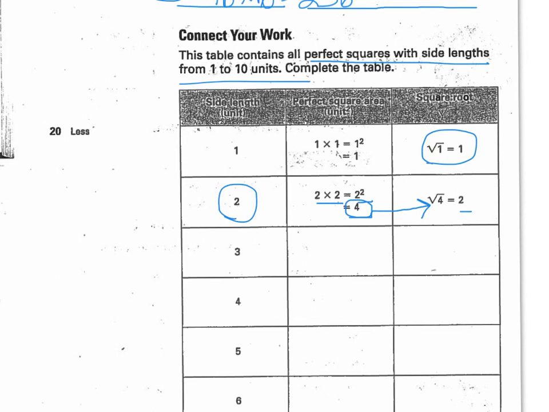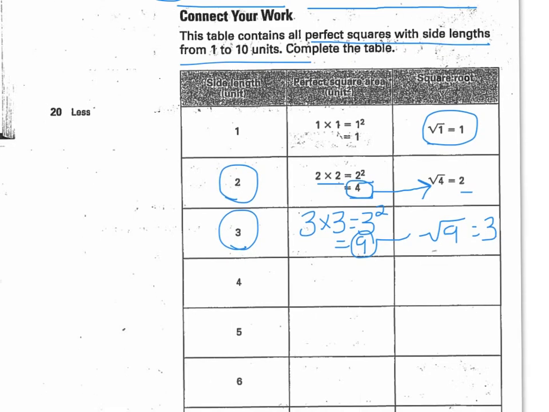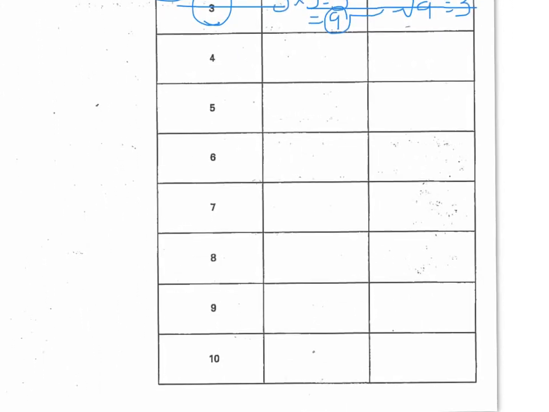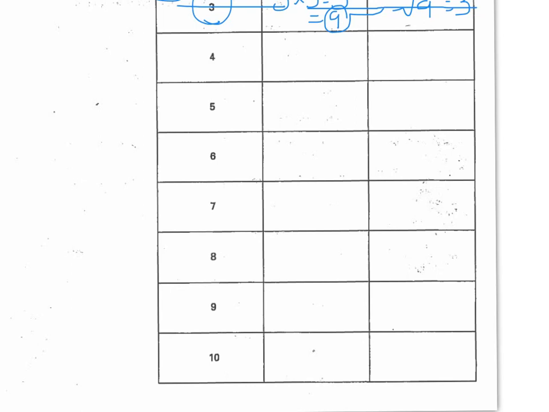I'll do the next one for you. 3. 3 times 3 is 3 to the power of 2, or 3 squared. 3 times 3 is 9. This number 9 goes under the square root sign, and the number you multiply by itself to get 9 is 3. You are going to continue this table to the number 10. Good luck.